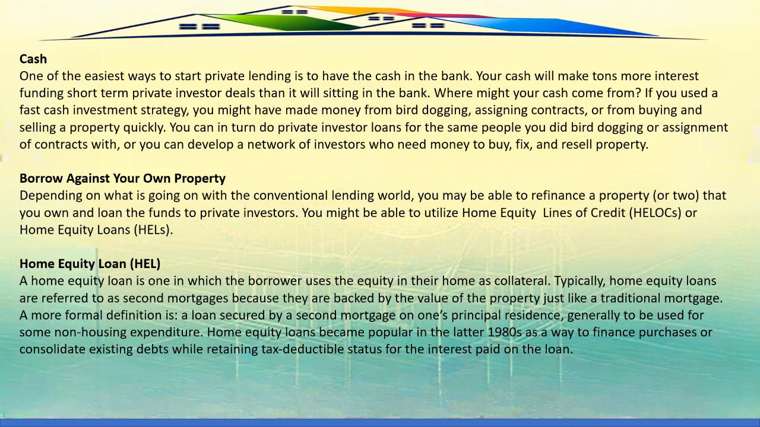Cash. One of the easiest ways to start private lending is to have the cash in the bank. Your cash will make tons more interest funding short-term private investor deals than it will sitting in the bank. Where might your cash come from? If you used a fast cash investment strategy, you might have made money from bird dogging, assigning contracts, or from buying and selling a property quickly.